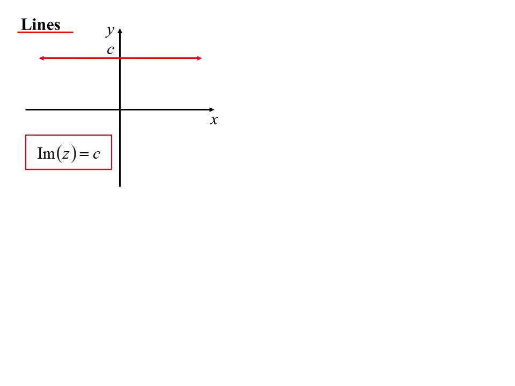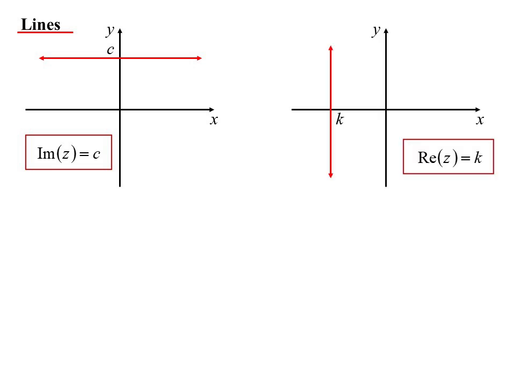I suppose it's no surprise all of those turned out to be circles, seeing I headed the whole thing as circles. Let's look at lines. We saw horizontal lines. I could write as the imaginary part of z is equal to some constant number. And vertical lines, the real part of z is equal to some constant number.